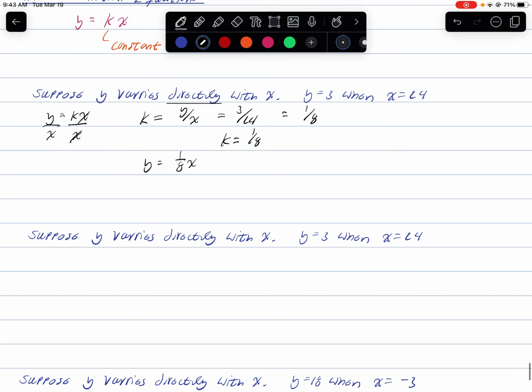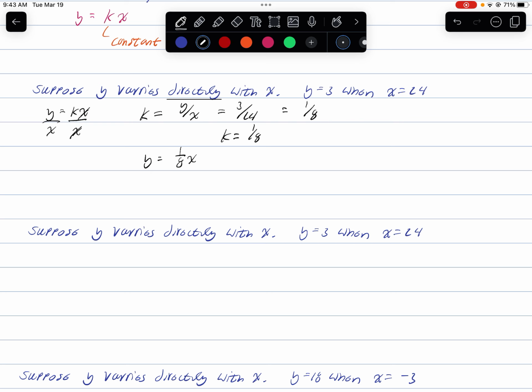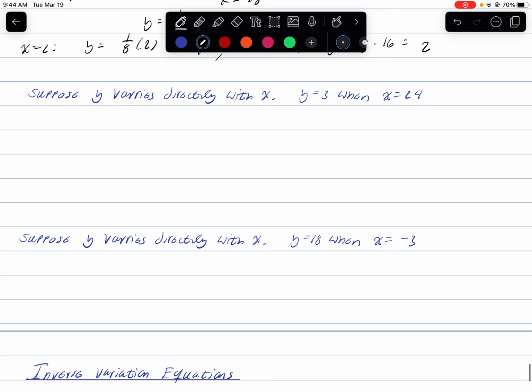Okay, so let's see what this will look like when we plug in values. If we have x is equal to 2, that's going to give us y equals 1 over 8 times 2, which is equal to 2 over 8, which is just 1 over 4. Okay, so if we pick a bigger value for x, maybe we'll pick 16, we'll have x equals 16. That's going to give us y equals 1 over 8 times 16, or 16 over 8, which is just 2. Okay, so as you can see, as we plug in bigger values for x, the value for y is going to increase as well. Let's look at another one.